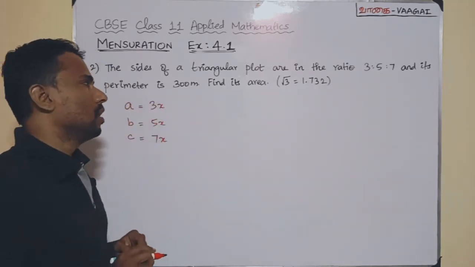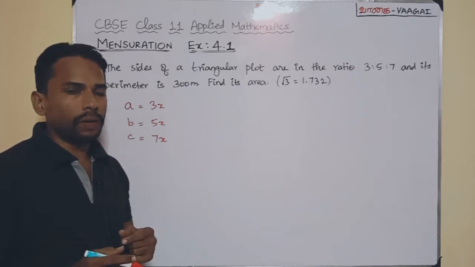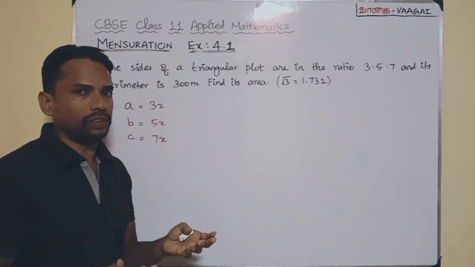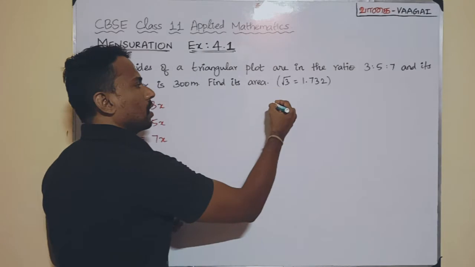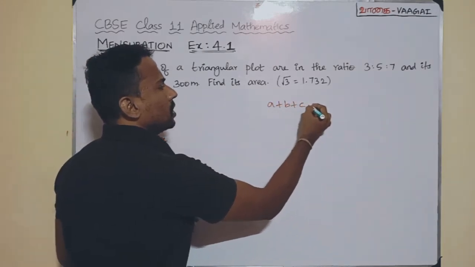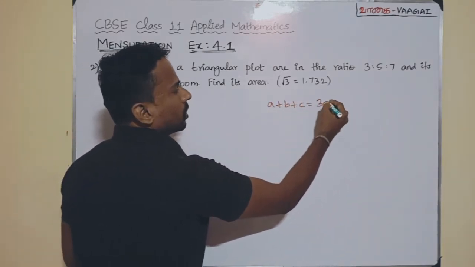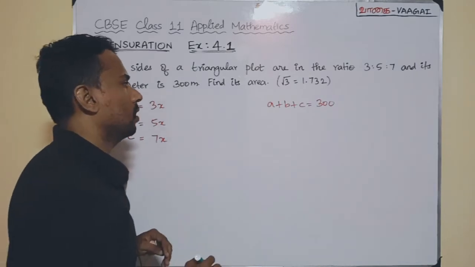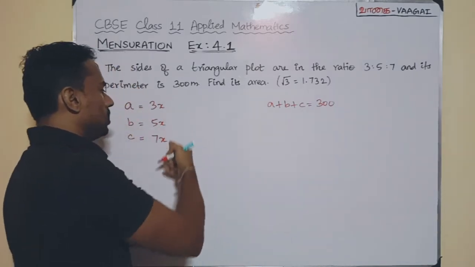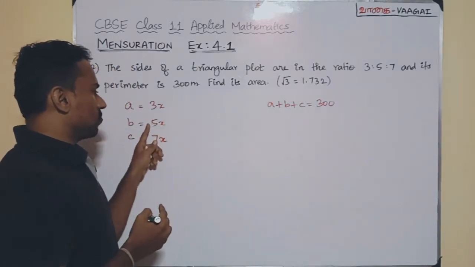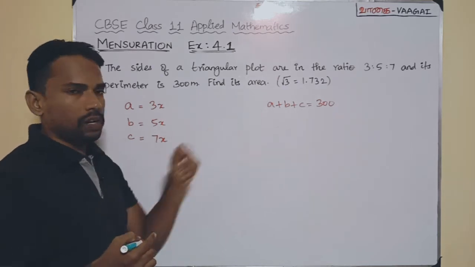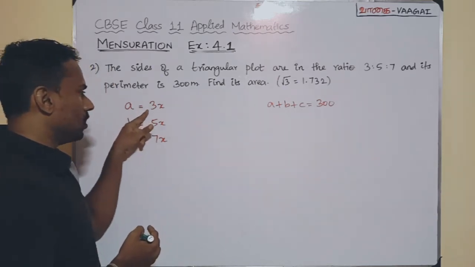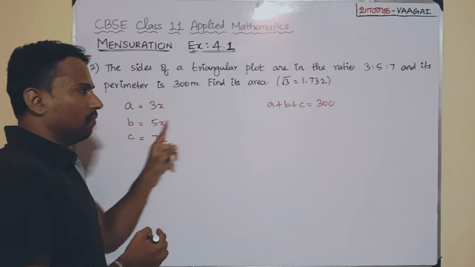Before that, what do I mean by perimeter? Perimeter is nothing but the sum of the three sides, is it or not? So that means A plus B plus C should be equal to 300, correct? Now that means I can use these expressions 3x, 5x and 7x. I can just put it here. So when I put it here, what happens? 3x plus 5x plus 7x will be equal to 300.